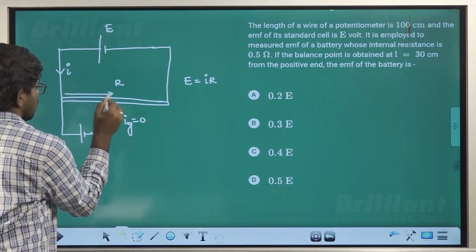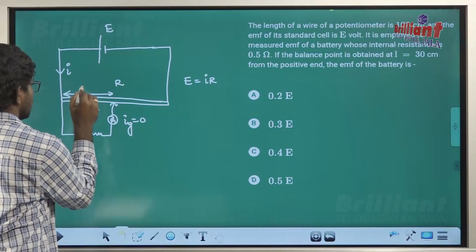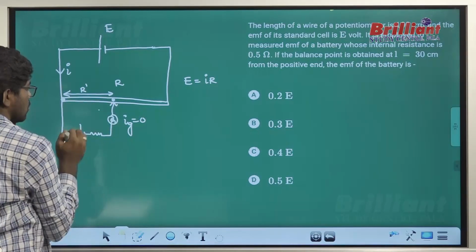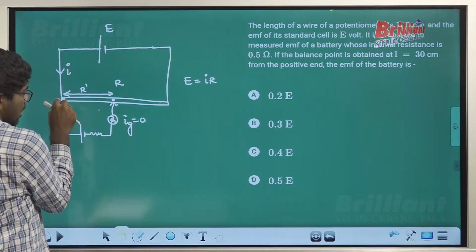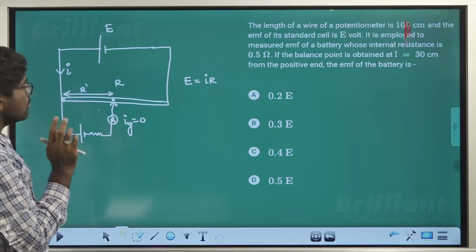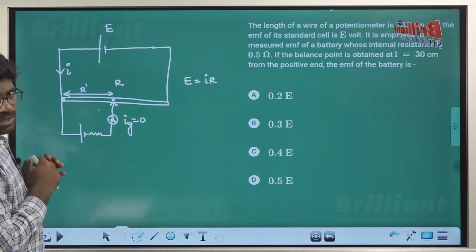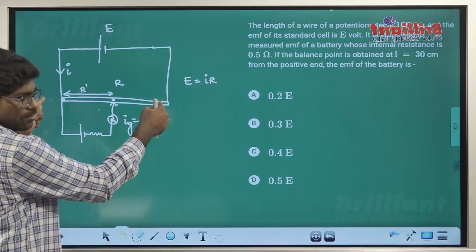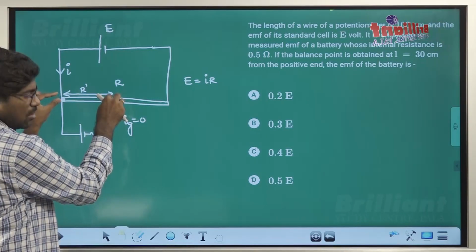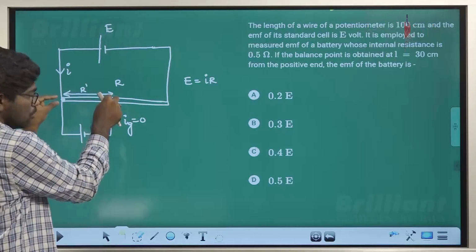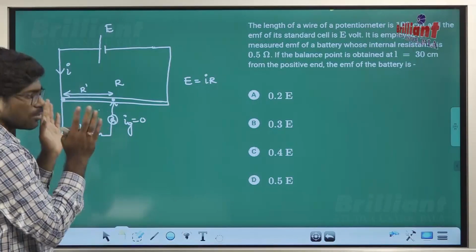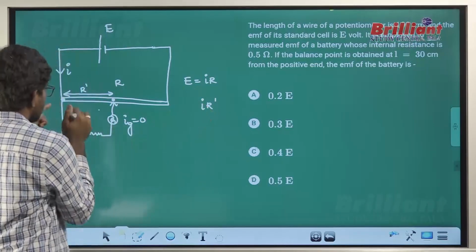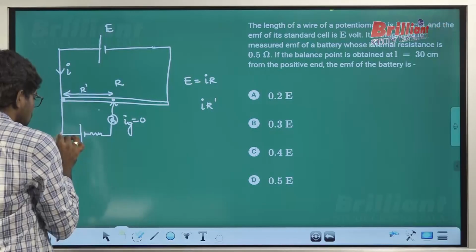Now from here to here, this portion has a resistance R dash, let's say. Then what is the potential difference between these 2 points? There is a resistance R dash here, and current I is flowing. Then what do you say about the potential drop? I into R dash, yes or no? Total resistance is R. Here the length is decreased, so the resistance will decrease. The resistance of this portion is R dash, so the potential difference is I into R dash. The potential difference between these 2 points should be the same as between these 2 points.